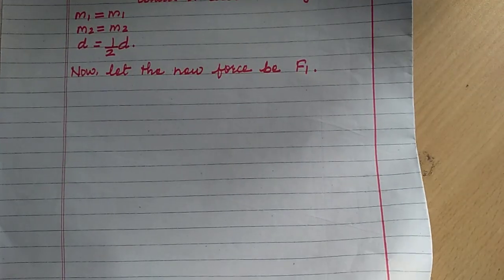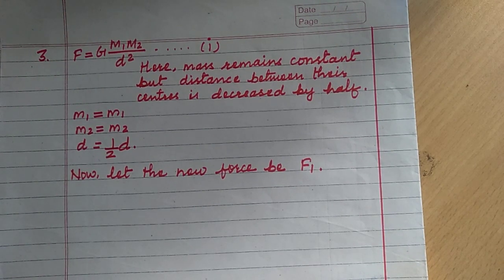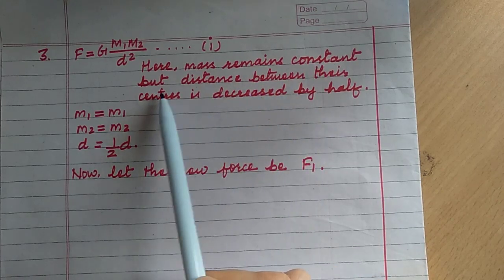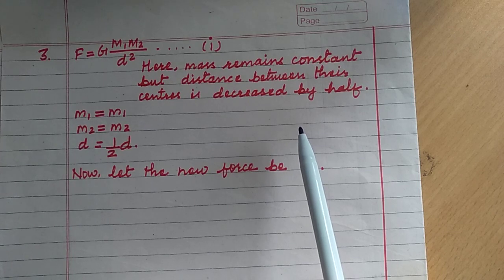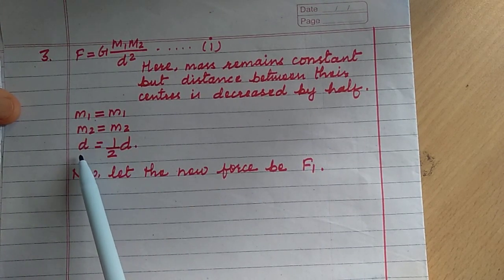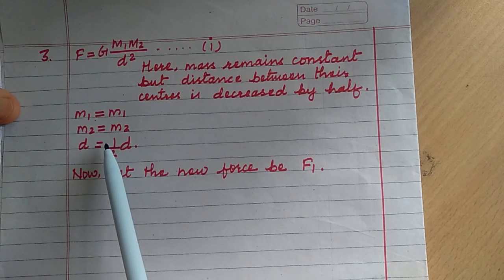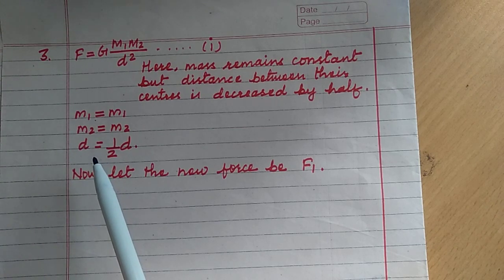Now we'll see number 3. In this case, mass remains constant but distance between their centers is decreased by half. So this is the changed condition. Mass is not changed, m1 is remaining m1, m2 is remaining m2, but distance has been made half d. Distance is decreased by half. So what will be the change in gravitational force?